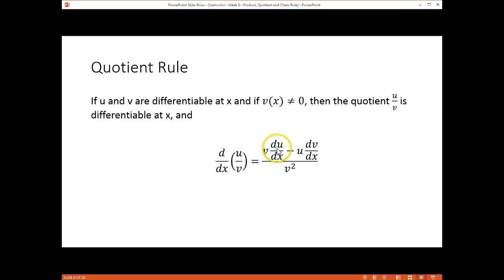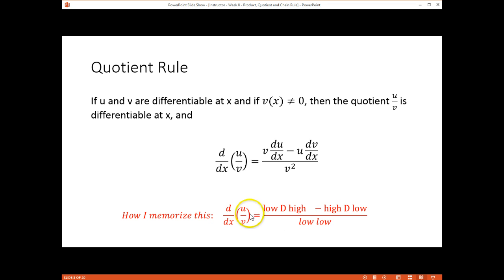This is your quotient rule. And again, I'm going to have two distinct functions, u and v. They're both functions of x. The derivative of u over v is v du dx minus u dv dx all over v squared. I don't memorize it like this. I memorize it like this. The derivative of u over v is low d high minus high d low all over low low. This is the low function times the derivative of the high minus the high function times the derivative of the low all over the low squared. I find this much easier to work with, and this is what I'll be repeating throughout my lecture today.